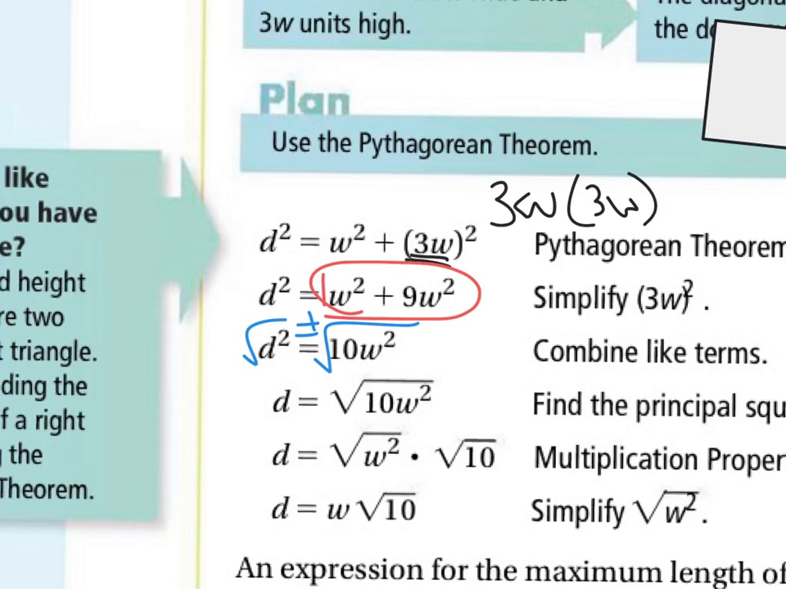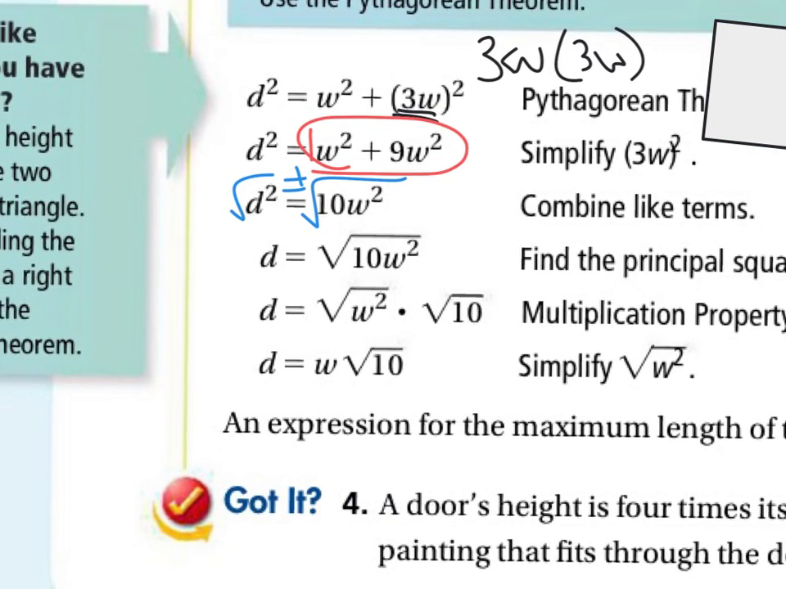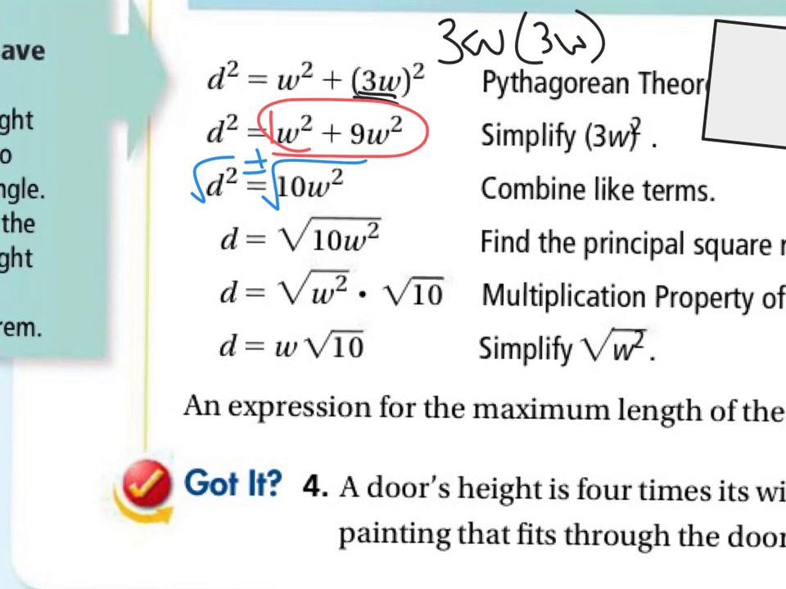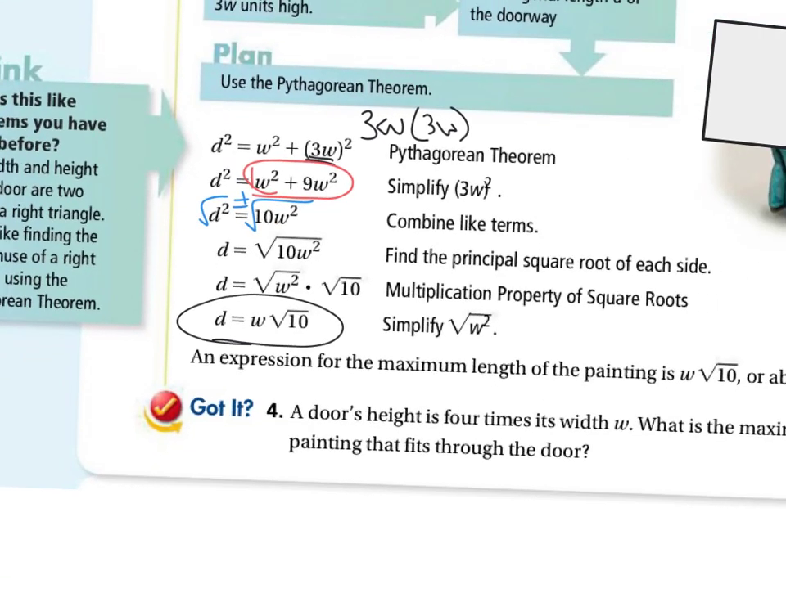And so at that point, we're going to try to simplify this down. So square root of 10W squared is technically an answer that would work, but if we try to split it up, W squared is a perfect square, and the square root of W squared is W. And so we've got W times the square root of 10 would be the maximum length.